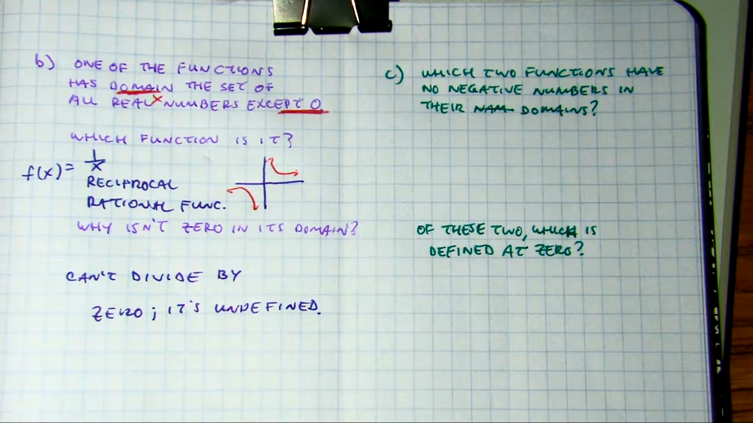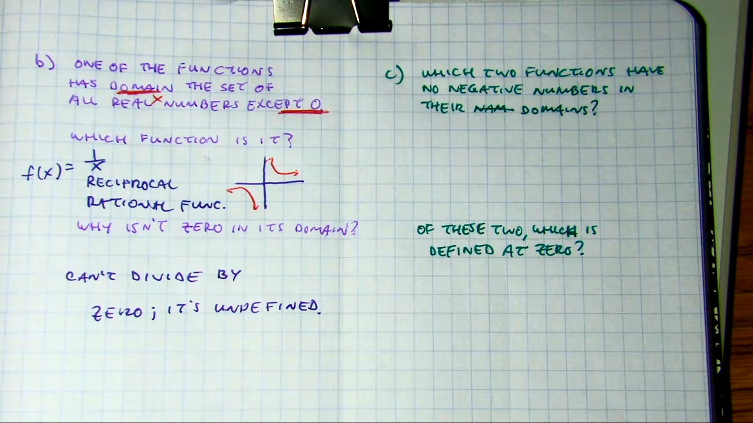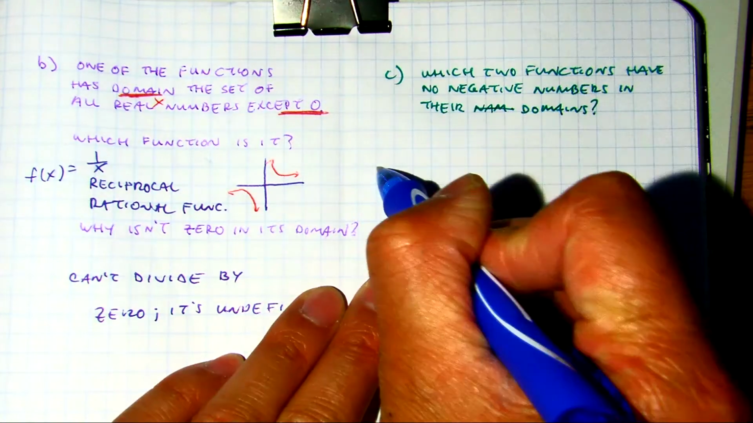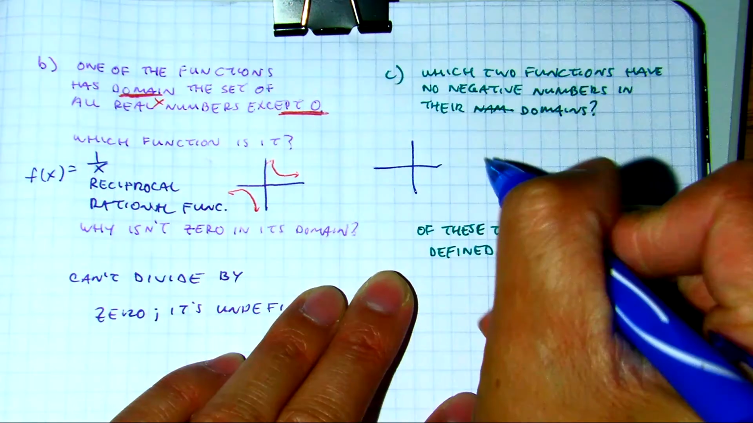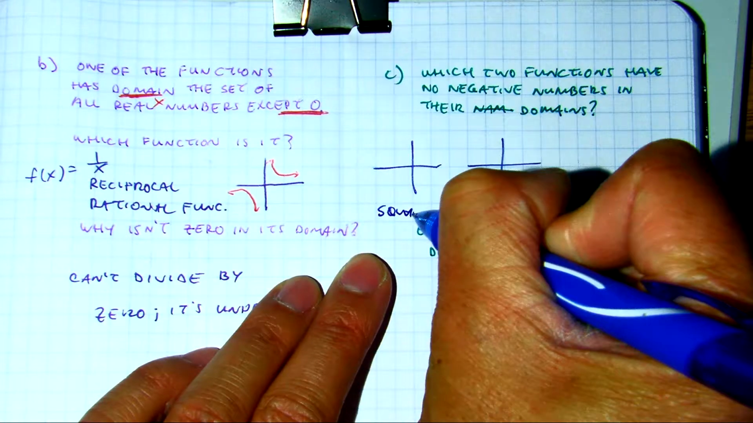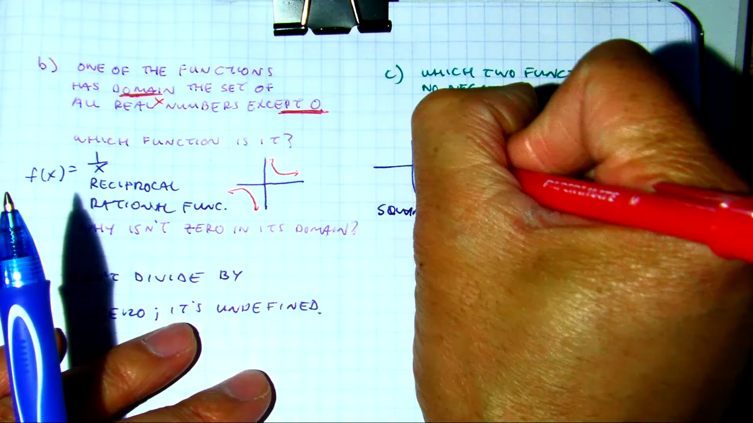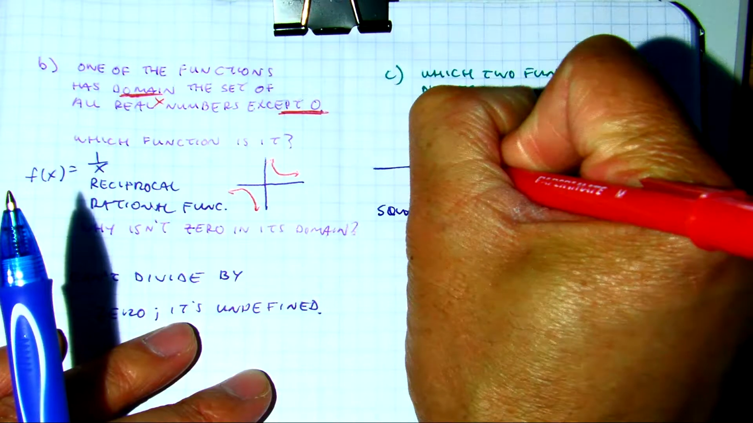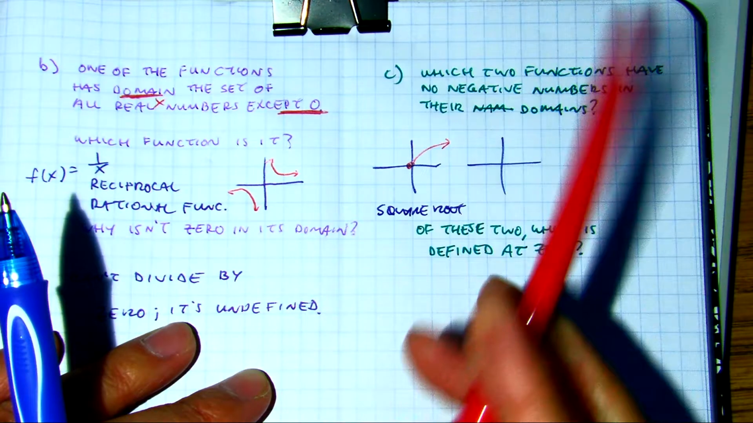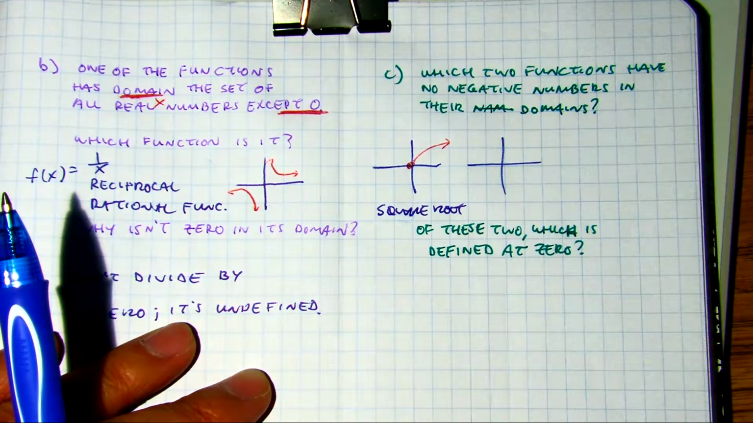Okay, C. Girls, which two functions have no negative numbers in their domain? Square root is correct. Remember what that graph looks like? I'm putting in a dot there because you include it, because you can't pick any negative numbers, right? Because if you pick negative numbers, what happens?